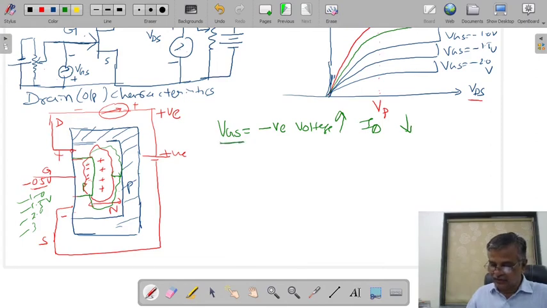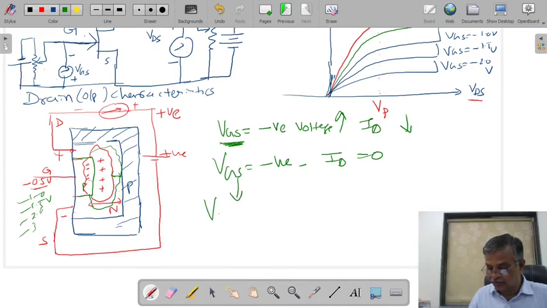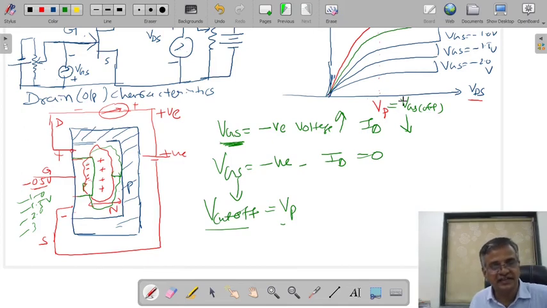The negative voltage at the gate at which drain current will be 0. When drain current is 0, this voltage is called cutoff voltage. What is called cutoff voltage? You can verify, this cutoff voltage is nothing but the pinch off voltage. Sometimes we write it like this also. This voltage and this voltage are nearly the same.